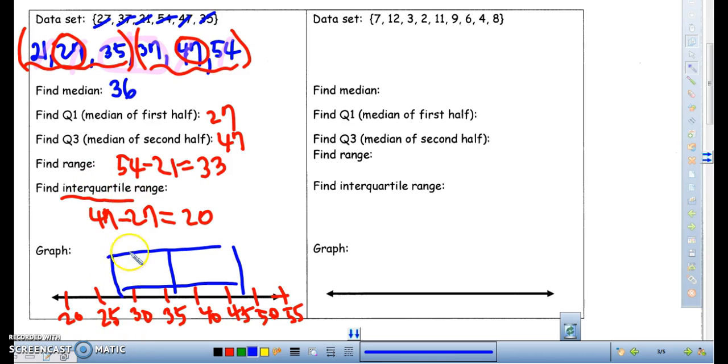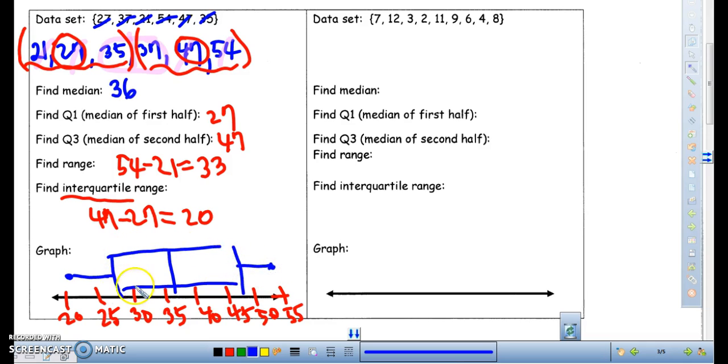And then the range is 33, so we're going to do the whisker part. Get the 21 and just put it over here. That's 21, and this is your whisker. You connect to the first quartile. And then this is your third quartile. You connect. And then you're going to use 54, so you're going to put a dot above 54. And then you're going to connect.